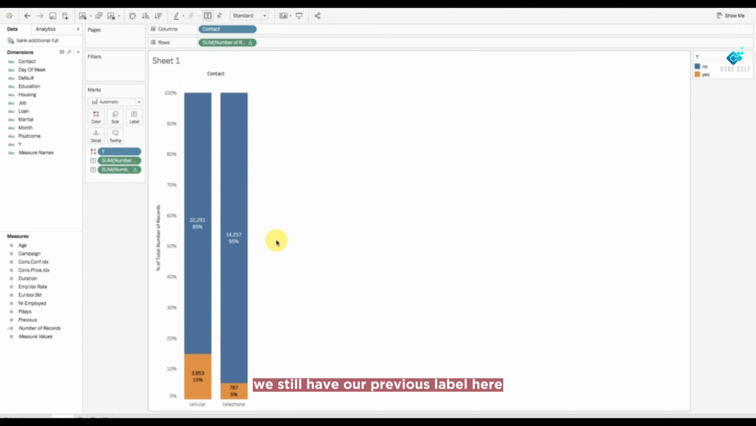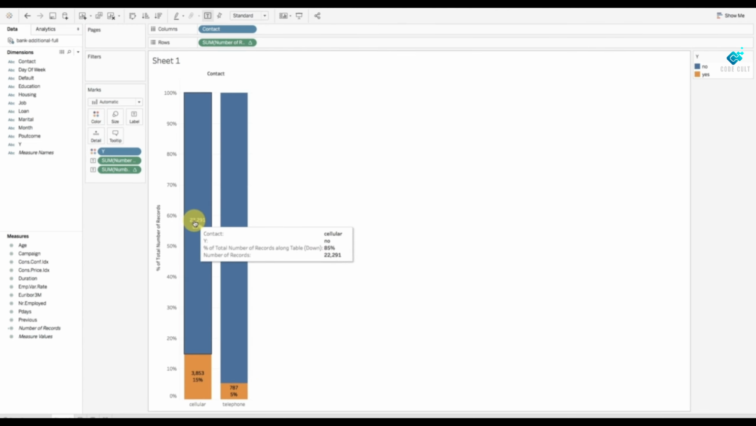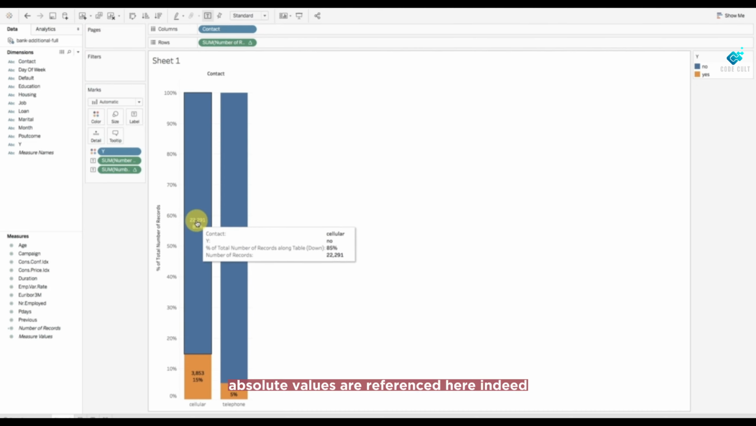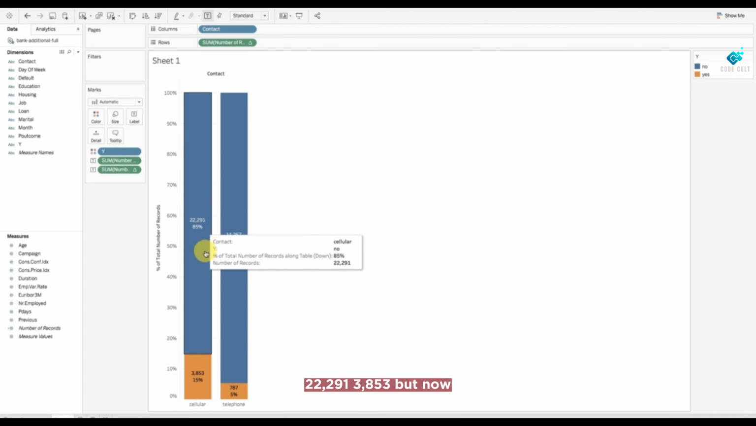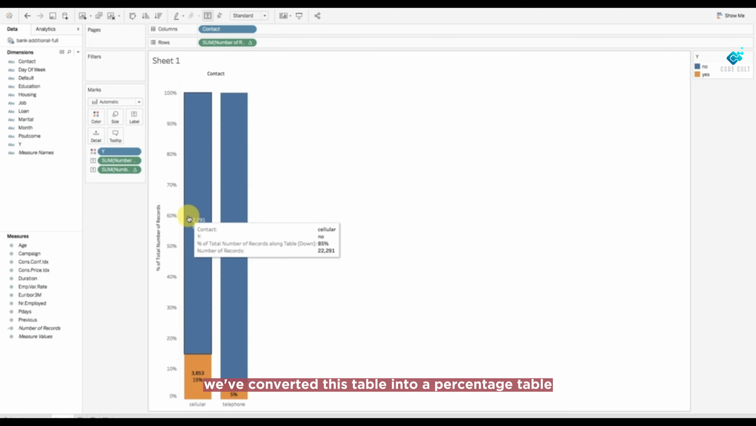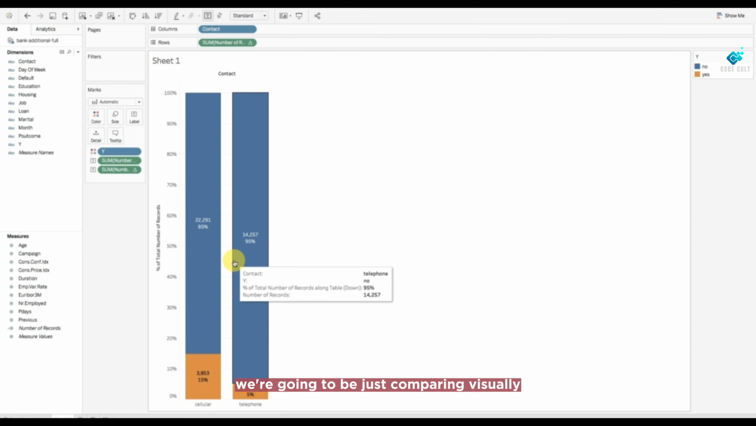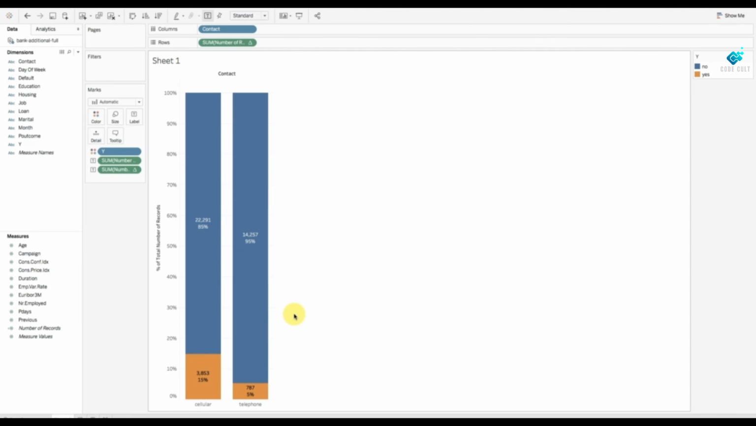And for our reference, we still have our previous label here, which says how many people we actually contacted. The absolute values are referenced here indeed, 22,291, 3,853. But now we've converted this table into a percentage table. And so this is what we're going to be doing. We're going to be comparing visually what is better. What percentage is the higher percentage? Which approach, cellular or mobile or landline, has a higher conversion rate?